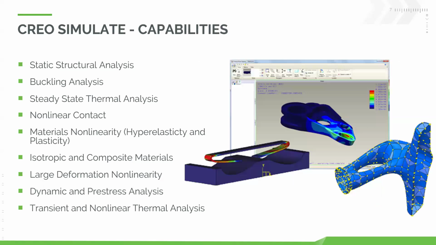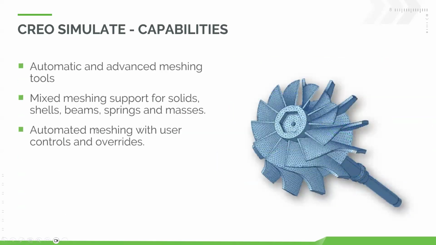So as far as capabilities, there are different capabilities. I talked about the structural and the thermal side of things. You can set different types of contacts, different types of materials, whether they are linear or nonlinear. And so this tool, these are a lot of the improvements that we've done for it. You can also work with dynamic and pre-stress sort of analysis, large deformations, isotropic and composite materials. So there's a lot of advanced capabilities for it.